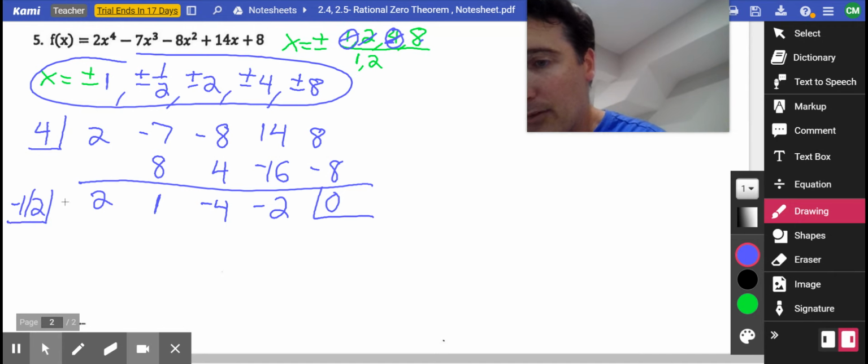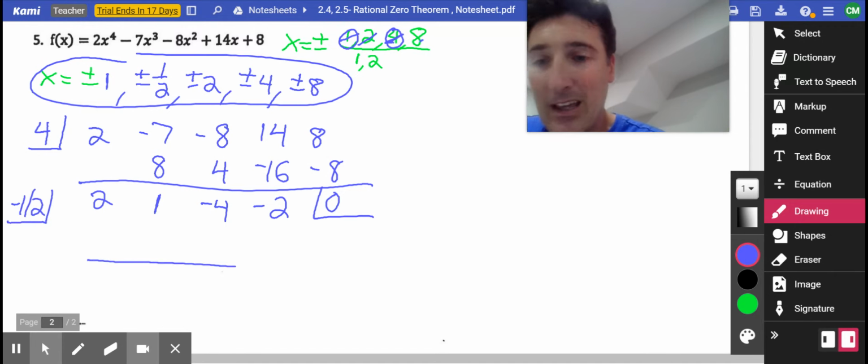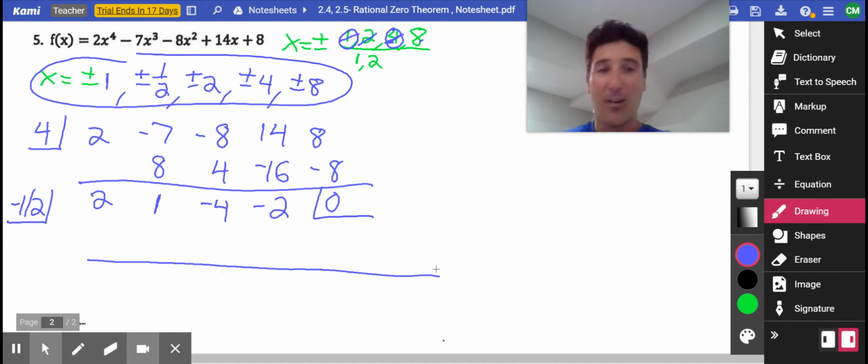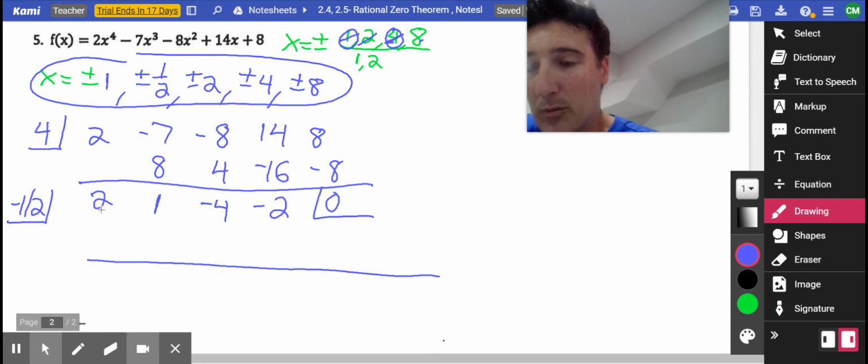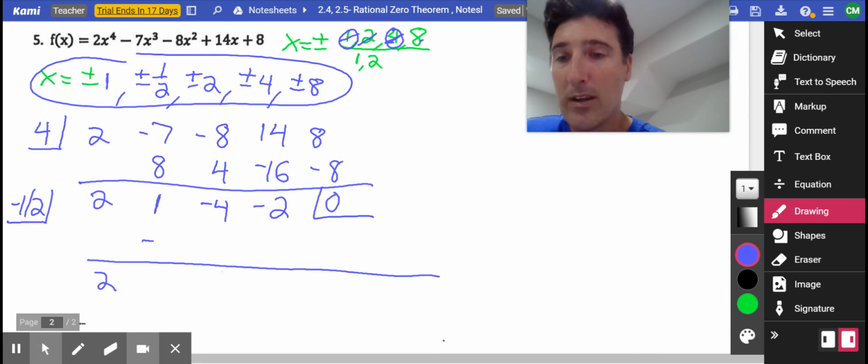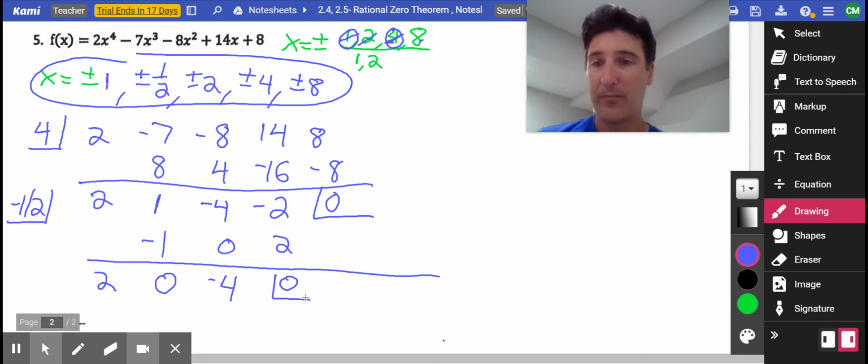Again, most likely, if you're doing it on your own, you're doing it, erasing it, trying another number. You don't get a remainder of 0, erase it, keep trying. All right, so let's bring down the 2. Negative 1/2 times 2 is negative 1. Add here, we get 0. 0 times anything, 0. Negative 4 plus 0 is negative 4. And then negative 4 times negative 1/2 is positive 2. So we get that remainder to be 0.